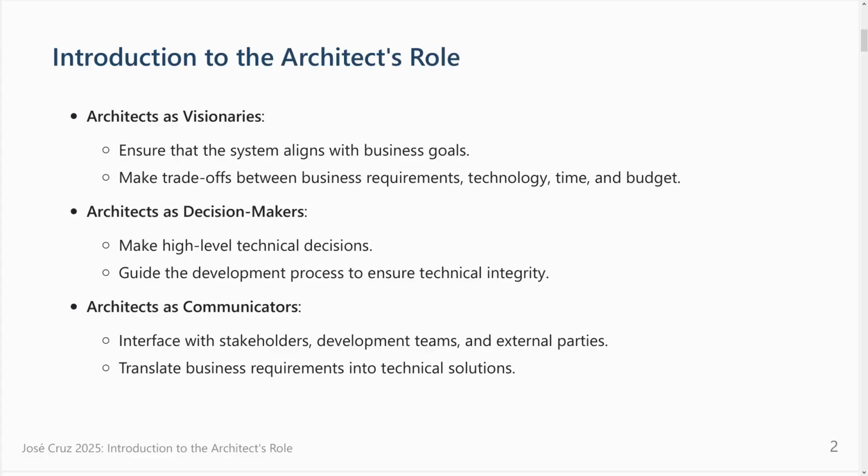So what are architects? They are visionaries, and it's one of the most important things because they expect the architect to have a kind of vision of how to implement this, what will be the involvement of all people, what will be the constraints, what will be the dangers to avoid, the traps and things like that. So ensure that the system aligns with business goals.